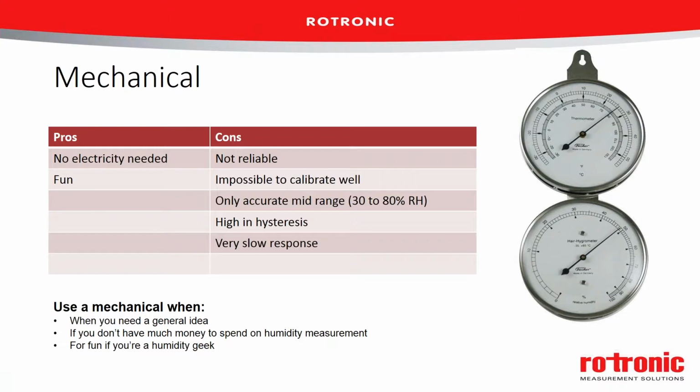This one to the right here, that is a vintage Fisher hygrometer. The bottom one's the hygrometer, and that's a hair hygrometer. You could buy that on Amazon today if you chose. Use mechanical sensors when you need just a general idea, like if you need to know what the relative humidity is in your office, put one on your desk. If you don't have much money to spend, these might work. And for fun, if you're a humidity geek like myself or a humidity geek like Michael.